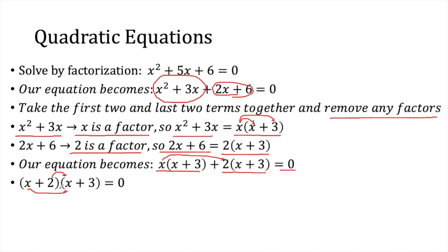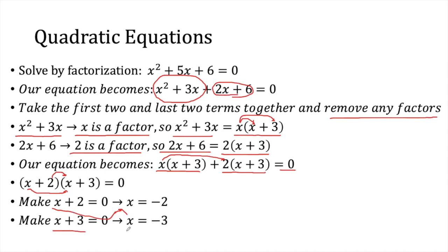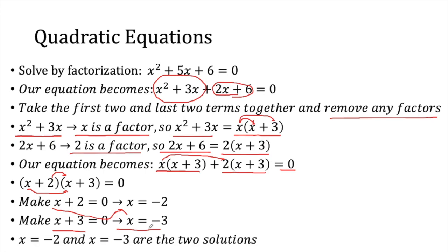So we will make each of them equal to 0 and see what we get as the value of x. If we make x + 2 equal to 0, it suggests that x is equal to -2. And if we make x + 3 equal to 0, we see that x is equal to -3. This is simple solving of a single variable equation. For the first one, you simply subtract 2 on both sides to get x equal to -2, and for the second one, you subtract 3 on both sides to get x equal to -3. And these are our two solutions. So this is how you factorize a quadratic equation into its binomial factors and then solve for x.